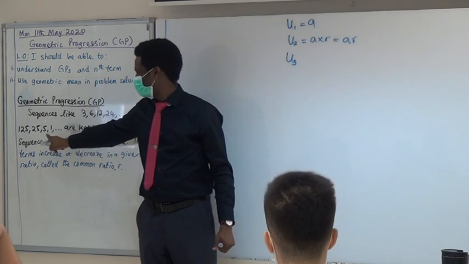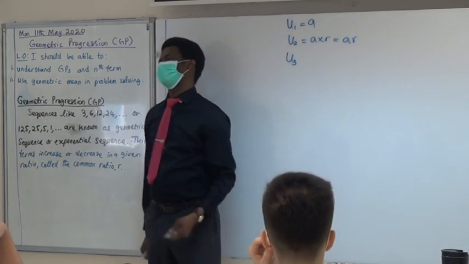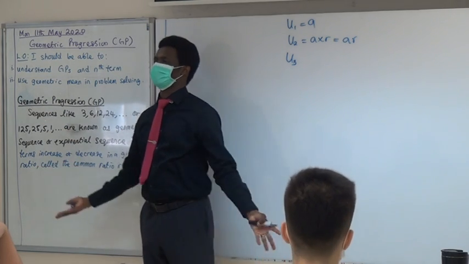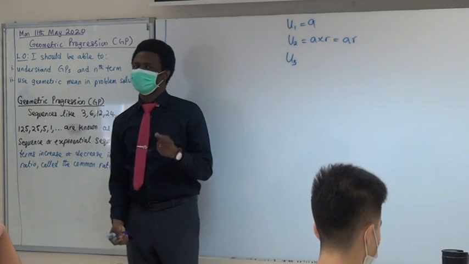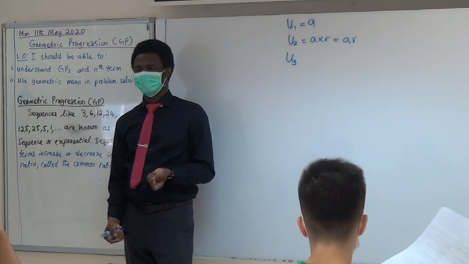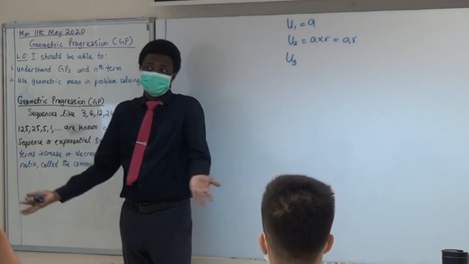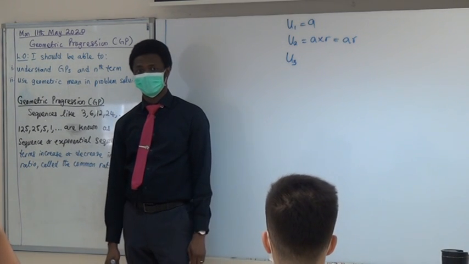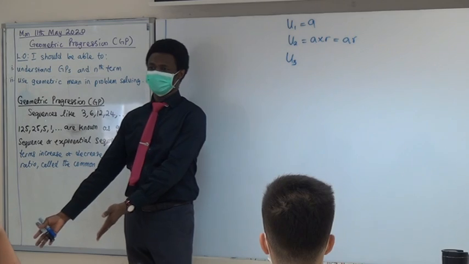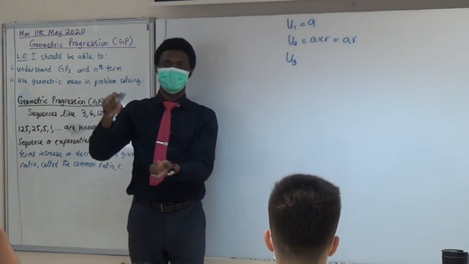Who can tell me why this still works for this? Times 1 over 5. So dividing by 5 is also times 1 over 5. So actually, division is multiplication in disguise. I think we've talked about that in the past. Subtraction is addition in disguise. Subtraction is simply addition of a negative number, while division is just the multiplication of the reciprocal. Reciprocal is when you flip the number.